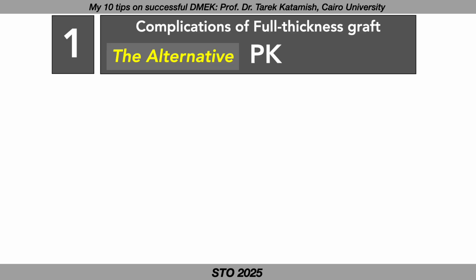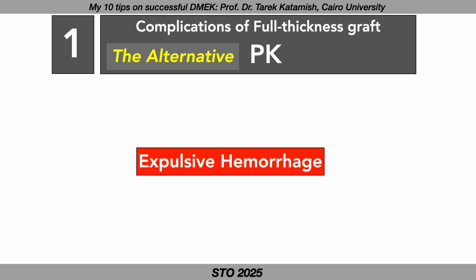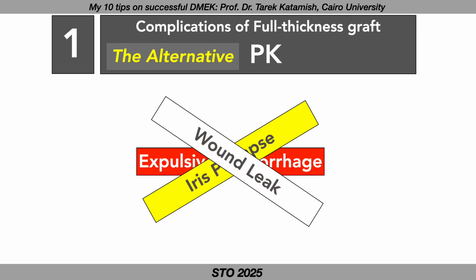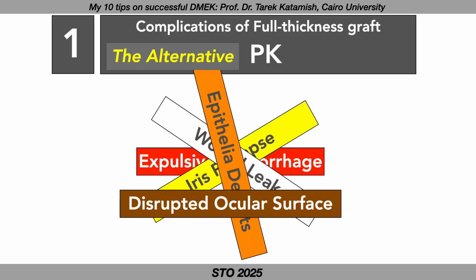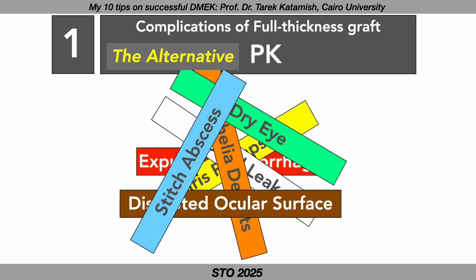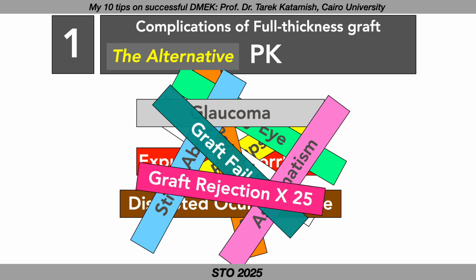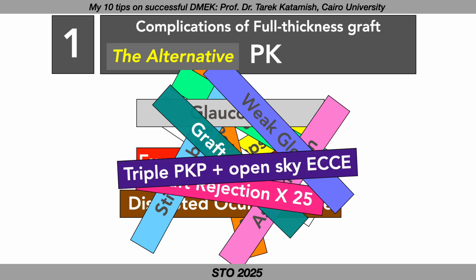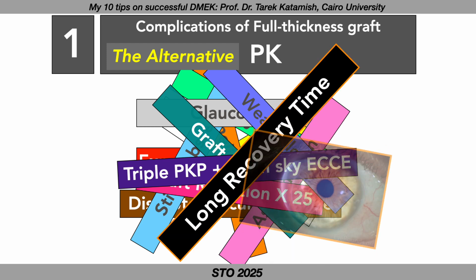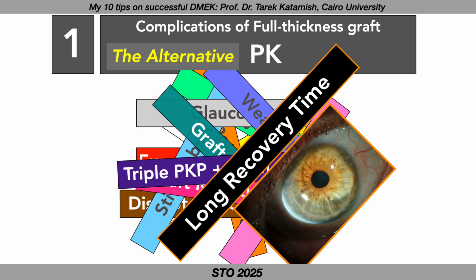The first part of the answer is because the alternative, which is penetrating keratoplasty, has a lot of complications: expulsive hemorrhage, iris prolapse, wound leak, epithelial defects, disrupted ocular surface, dry eye, stitch abscess, glaucoma, astigmatism, graft failure, graft rejection, weak globe, and the triple procedure with open sky extracapsular extraction is a very difficult operation. And finally, if you reach a beautiful outcome after penetrating keratoplasty, you have to wait a very long time.